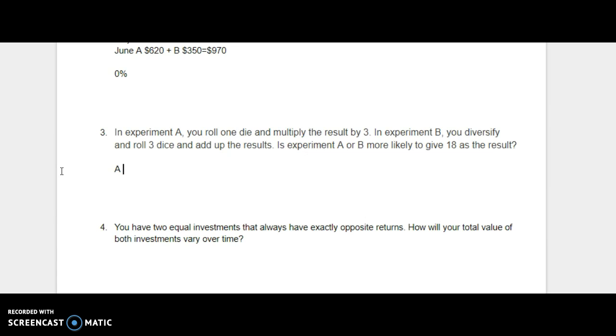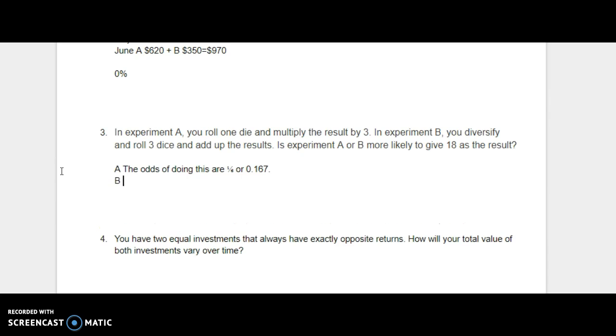So how likely is it for us to roll a 6? Since there are 6 sides of a die, the odds of doing this are 1 in 6, or what we refer to as 0.167. So those are our chances of rolling that die and actually getting a 6 to multiply it by 3 to get our 18. Those are our odds for experiment A.